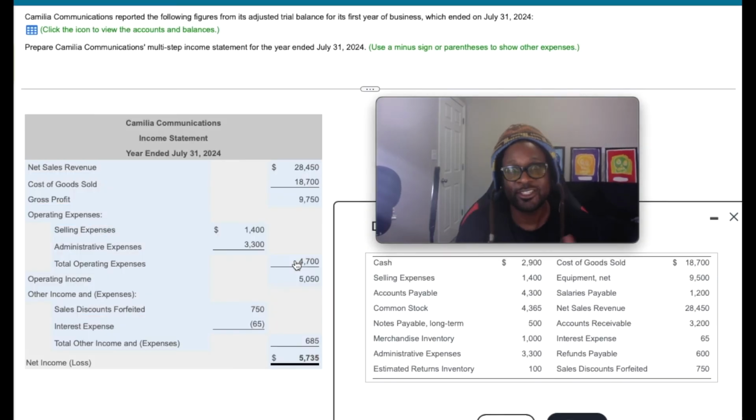Fantastic. So there you have it, gang. A quick, easy illustration of how to properly report the multi-step income statement for a merchandising company.